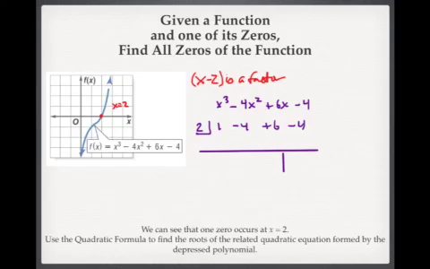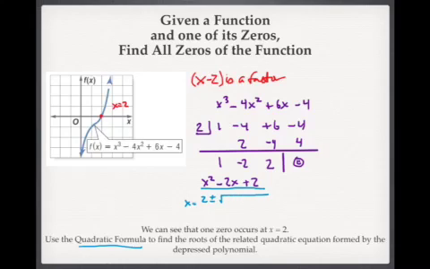Okay, so bring down the 1. 2 times 1 is 2. Add that up. Super fast. And look what you get. You get a 0 remainder. Hooray. And 0 remainder means that x minus 2 is a factor, which we already knew. But you've now got the depressed polynomial that's left over, which is x squared minus 2x plus 2.